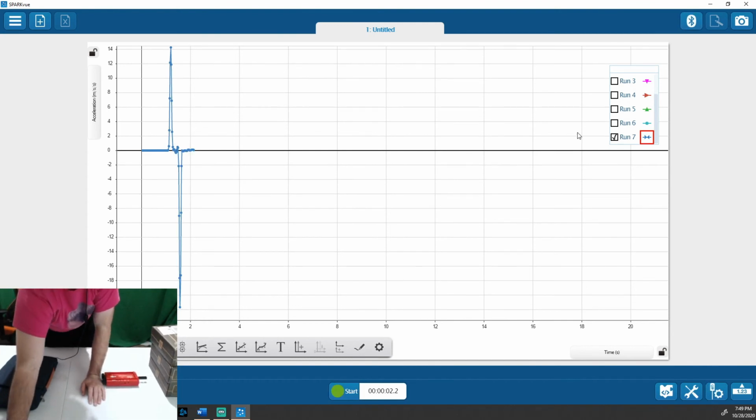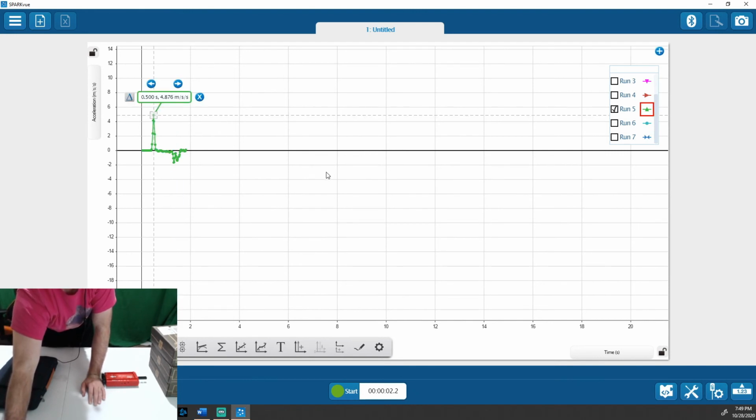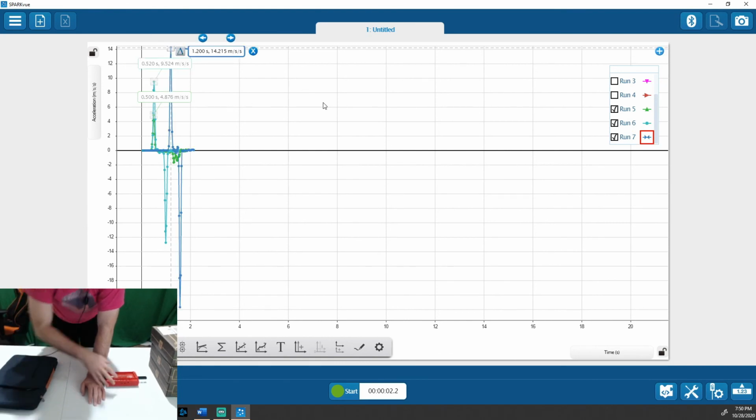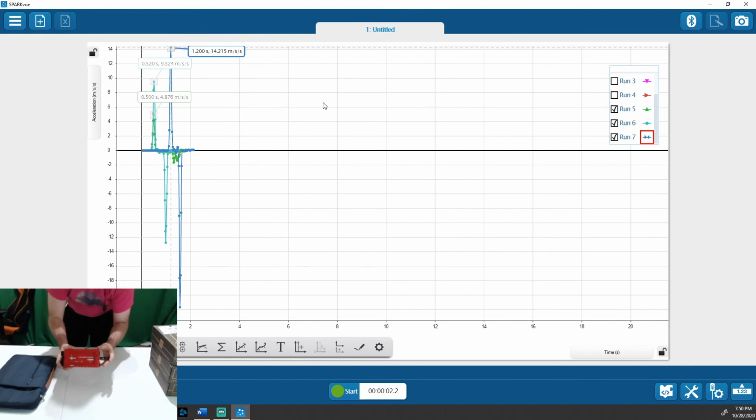And what we can see this time, if we put all our runs there, is our first run. Oh, actually, we had 4.8 meters per second squared. That was with the smallest amount of force. Run 2, we got 9.5 meters per second squared. And run 3, 14.215 meters per second squared. So as you can see, if we increase the force, the acceleration goes up.